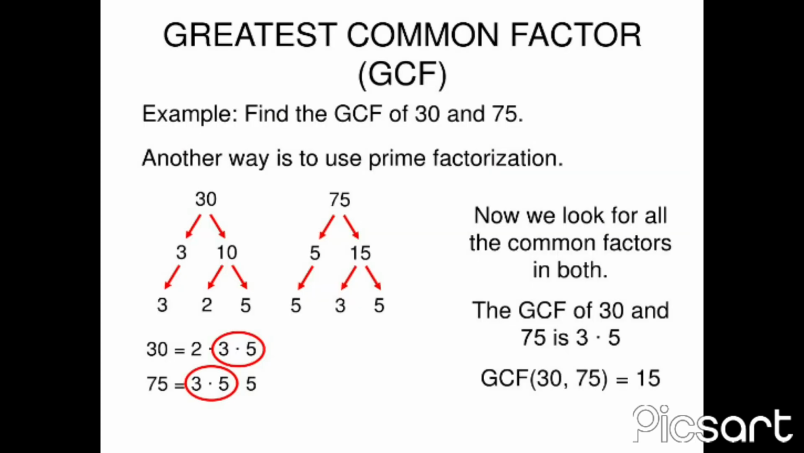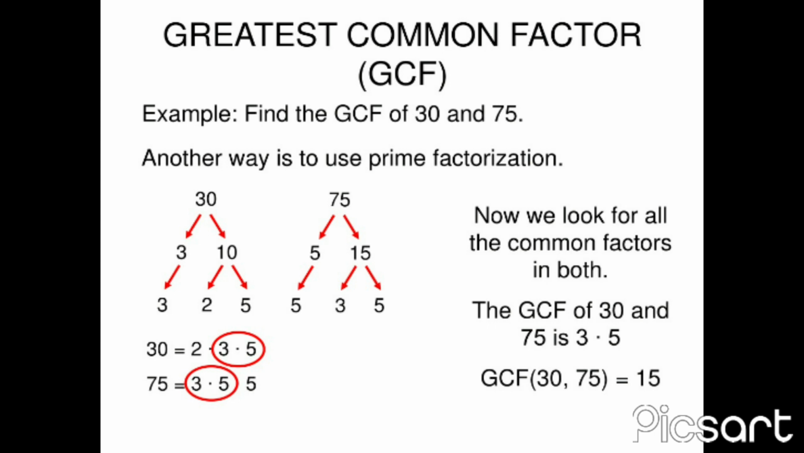Greatest common factor, another example. Find the greatest common factor of 30 and 75. Another way is to use prime factorization. The prime factors of 30 are 2 times 3, 6, times 5, which is 30. And then the prime factors of 75 are 3 times 5, 15, times 5, which is 75.